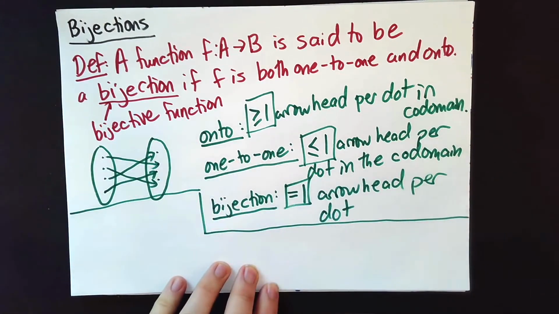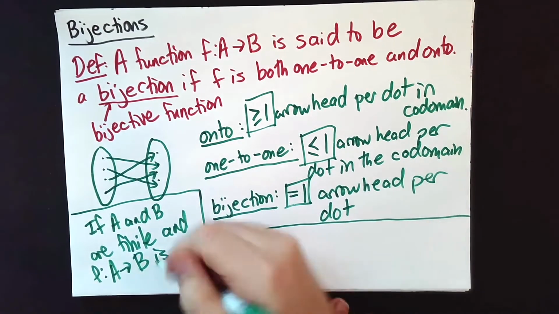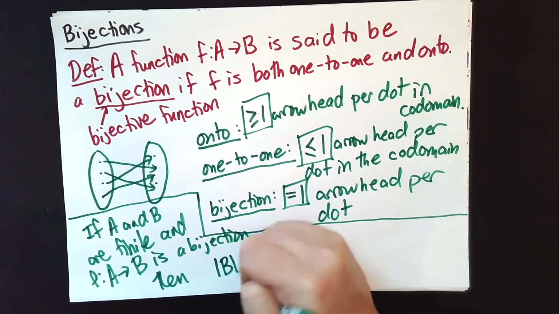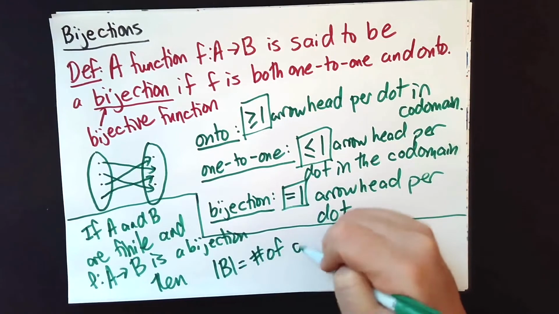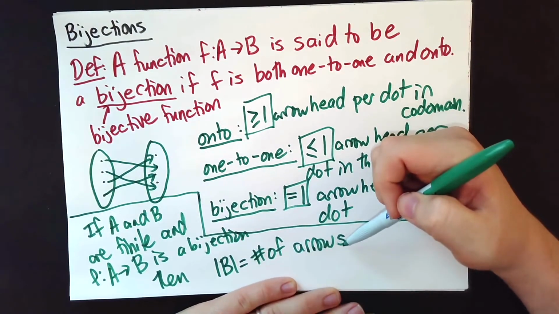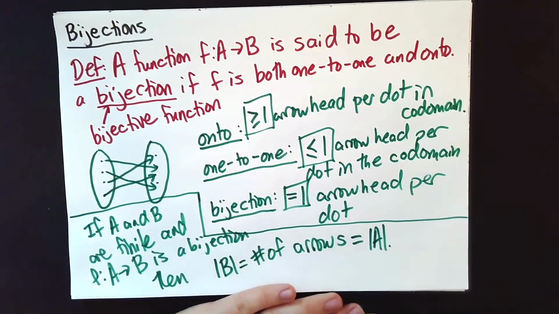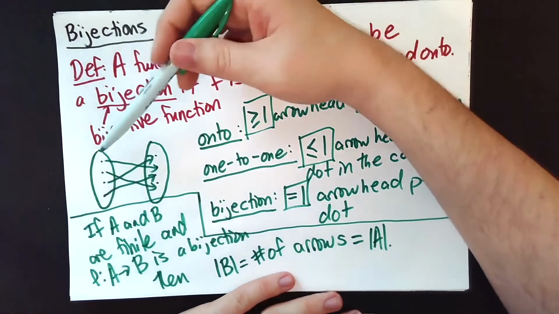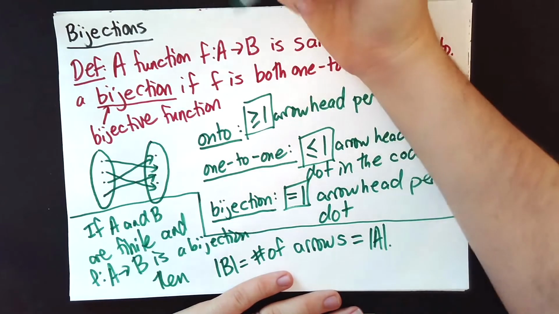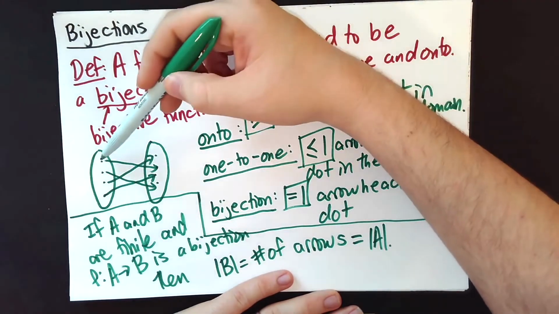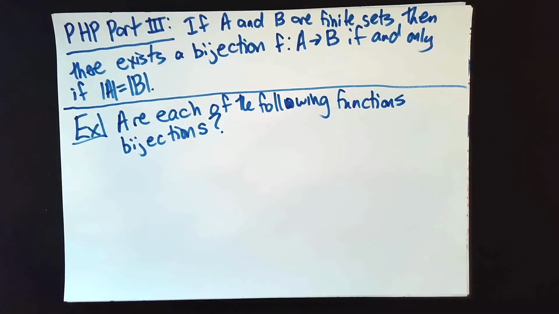Now, a consequence of this is that if A and B are finite sets, and I have a bijection from A to B, what does that tell me? Well, that tells me that the size of B, that is, the number of dots in the codomain, is equal to the number of arrows. But the number of arrows, well, this is just the definition of function. The number of arrows is equal to the number of elements in A. And so what this says is, in fact, if there's a bijection from A to B and A and B are finite sets, then A and B have the same size. They have the same number of elements. They have the same cardinality. And this is part of what I alluded to at the end of the last video, which is what I'm going to call the Pigeonhole Principle Part 3.